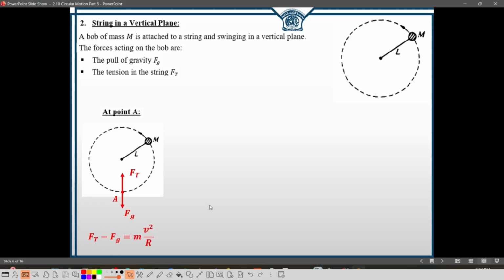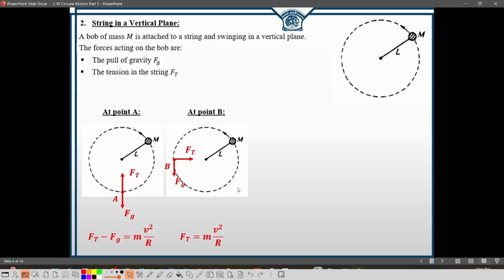because Ft minus Fg is the net force, or the centripetal force. Now at point B, let's assume that point B is here. Now the forces are the Ft and Fg, but the direction will be different now. Fg is always perpendicular and Ft always toward the center. Since Fg has nothing to do with the centripetal direction, only the Ft will be promoted to centripetal force. And this centripetal force, the Ft, is equal to mv squared over r.